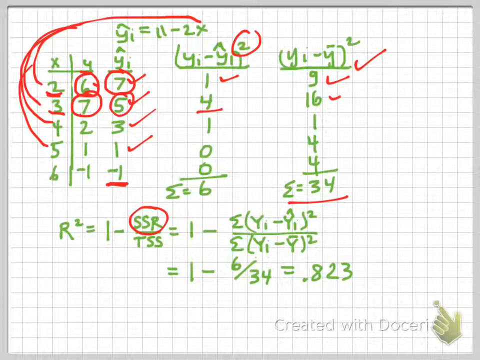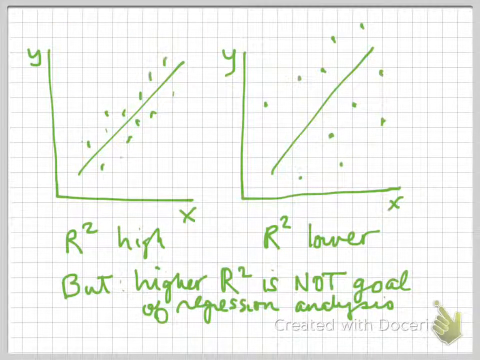So now we have the sum of squared residuals and the total sum of squares, so we have 1 minus 6 over 34, which is roughly 0.823. So that's how we calculate the r-square for a given regression. Obviously, this would be very tedious if we had a large sample size, and that's why we want to use a computer for that.